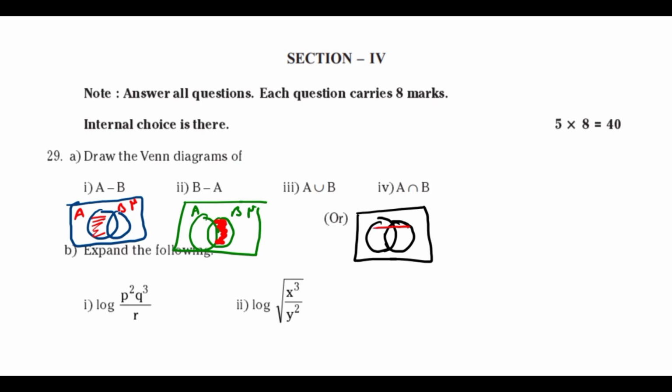Okay, so next one is intersection. So just you can take here A, B, okay, mu. Intersection means the middle part we have to shade it, only the middle part. Okay, so this is the answer for this question.